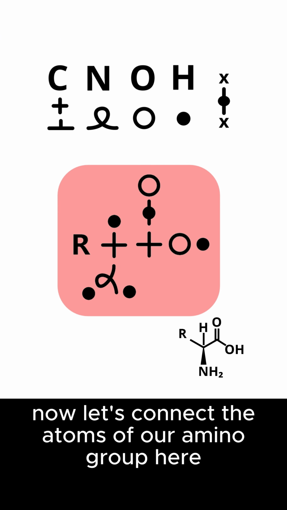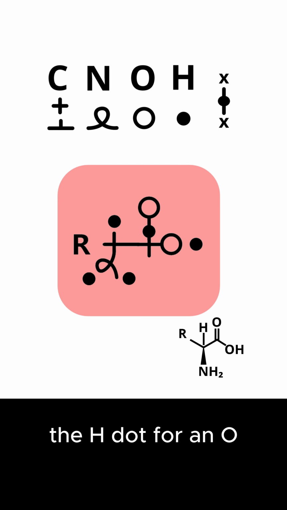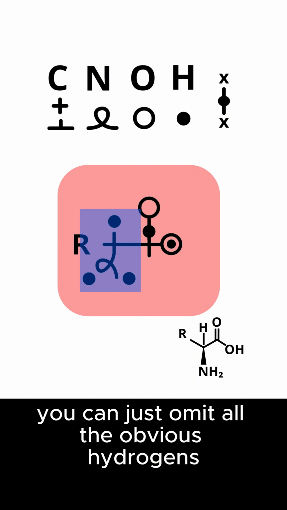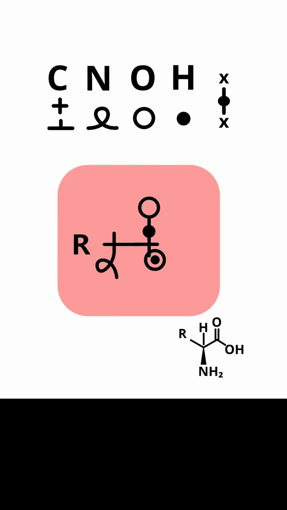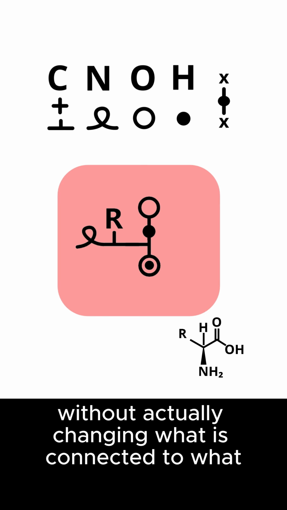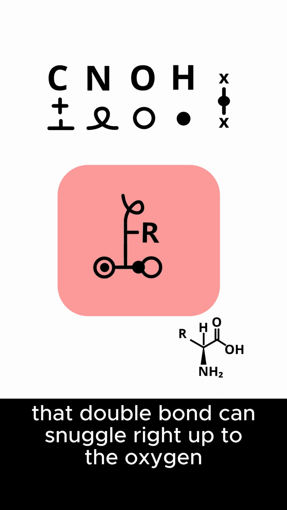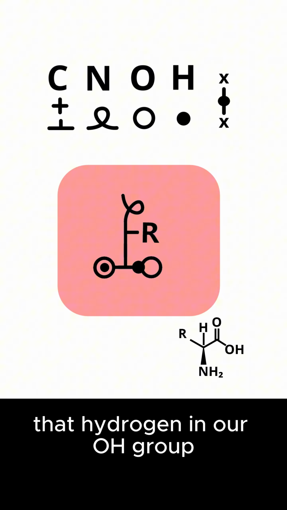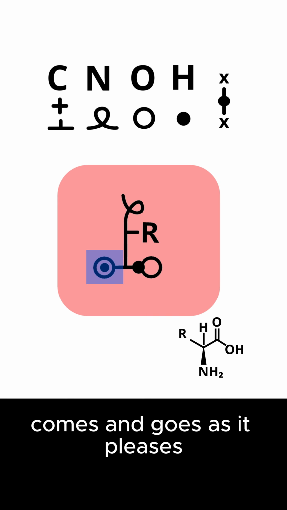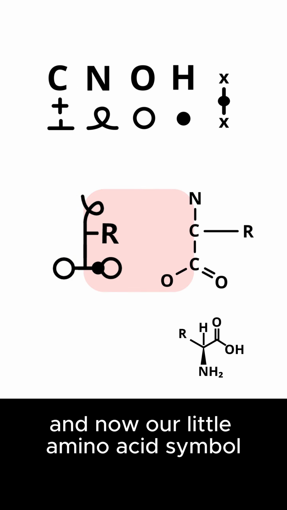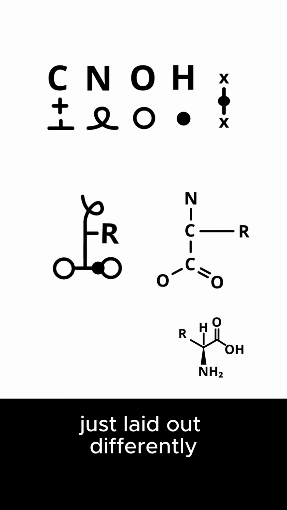Now let's connect the atoms of our amino group here. The H dot for an OH group can just be drawn right inside the oxygen. You can just omit all the obvious hydrogens, of course. We can shuffle positions a bit without actually changing what is connected to what. That double bond can snuggle right up to the oxygen. That hydrogen in our OH group comes and goes as it pleases. It might not be there, so let's just not draw it right now. And now our little amino acid symbol contains the same information just laid out differently.